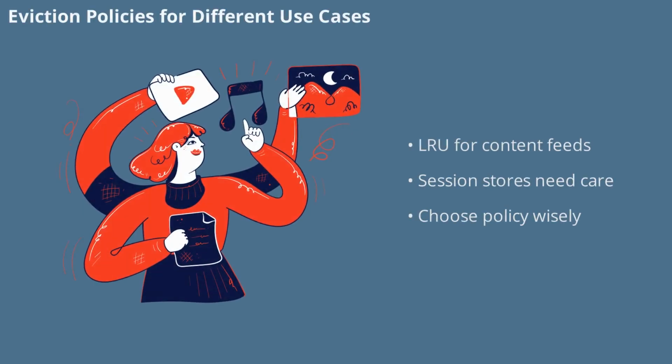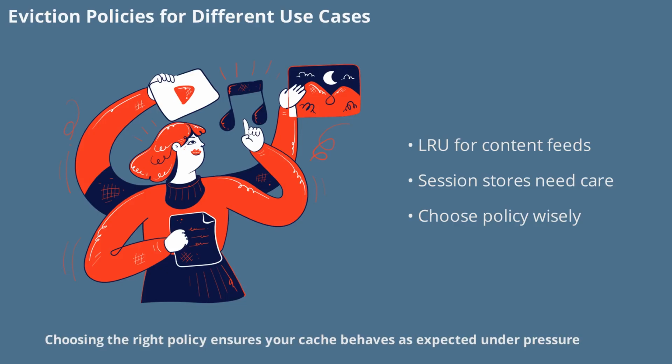Caches eventually run out of memory and need to evict data. The right eviction policy depends on your use case. Least recently used, LRU, is great for content feeds, but not for session stores where you risk logging out active users. Choosing the right policy ensures your cache behaves as expected under pressure.